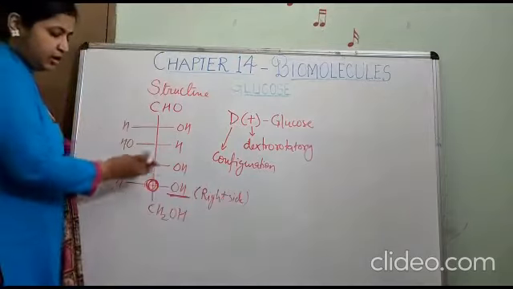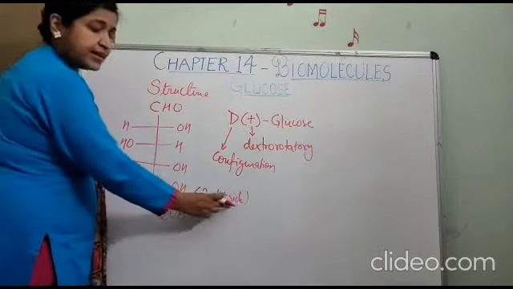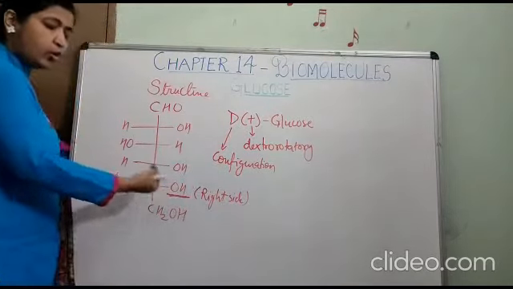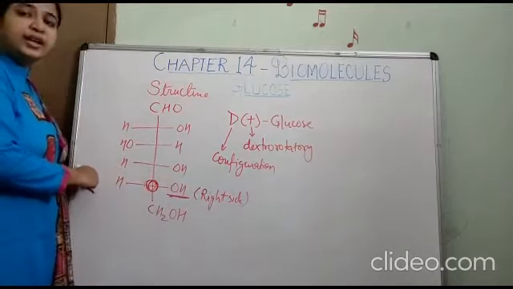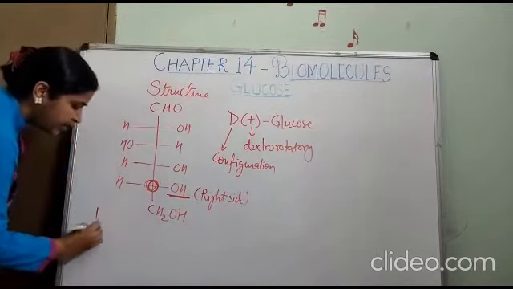So when the lowest asymmetric carbon has an OH group towards the right side, the configuration is given as D. But if that OH group lies on the left side, the configuration is given as capital L.